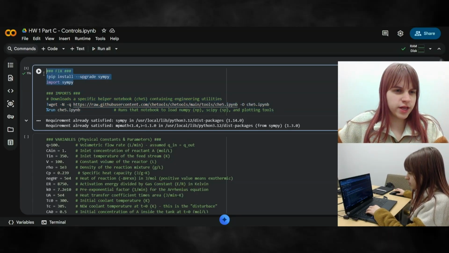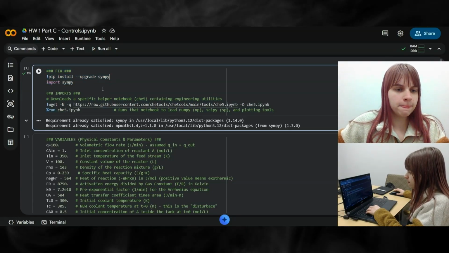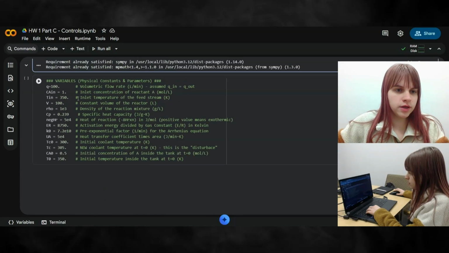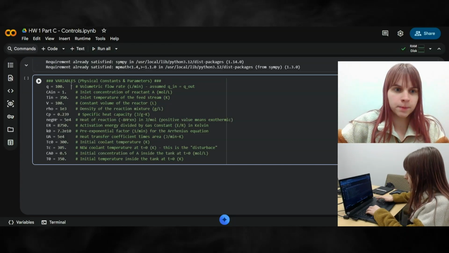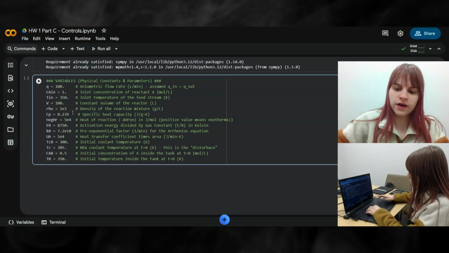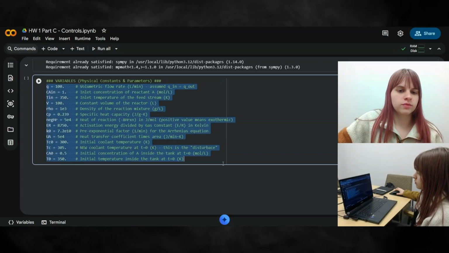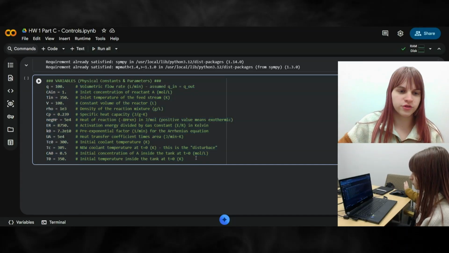And this right here is a little update I had to do just to get these imports to work. And also, I went ahead and typed in these values. These are all of the given values that the problem gives us. I also wrote that down earlier.